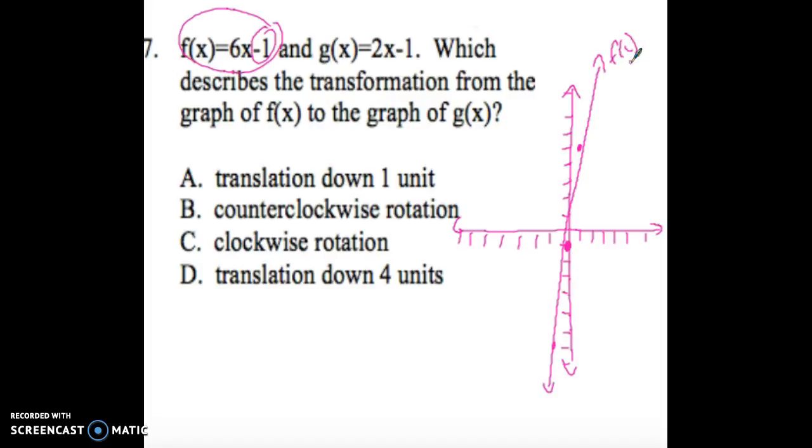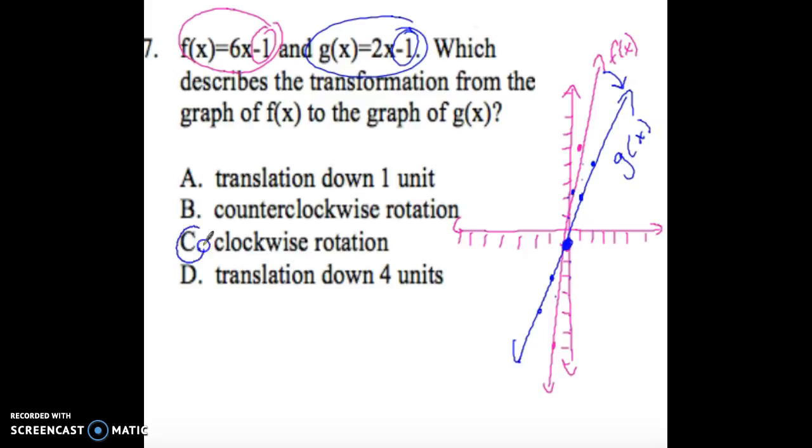G of x starts at negative 1 again. So we know there's no translation, but it has a slope of 2. So it went up 2, right 1, up 2, right 1, down 2, left 1, down 2, left 1. So G of x is here in blue, and you can see that it went clockwise. It was a clockwise rotation if you go from pink to blue.